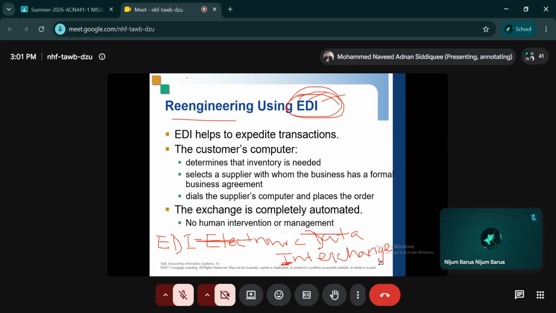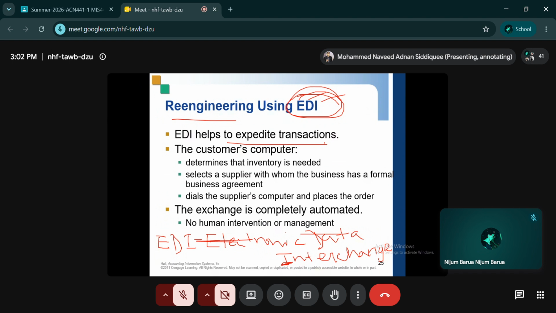It helps to increase the speed of the transactions. EDI helps to increase the speed of the transactions, right? So expedite means increasing the speed. So what is EDI? EDI, the exchange is completely automated. In the case of EDI, there is no human intervention or management required.